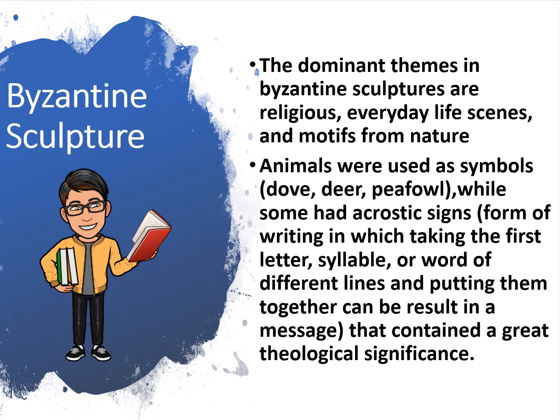So next is Byzantine sculpture. The dominant themes in Byzantine sculptures are religious, everyday life scenes, and motifs from nature. So sa Byzantine era naman, guys, mostly ang kanilang sculpture ay religious sculpture. And also meron silang subject na everyday life scenes and nature. Animals were used as symbols like dove, deer, peacock. So ginagamit nila yung mga animals na ito as symbolic. While some had acrostic signs. So pag sinabing acrostic sign, ito yung mga pinagsama-samang first letter of the word. Tapos pinagsama-sama, yun yung acrostic.